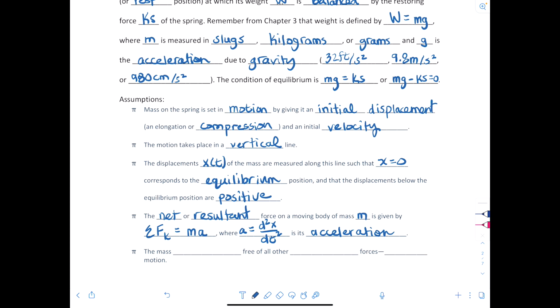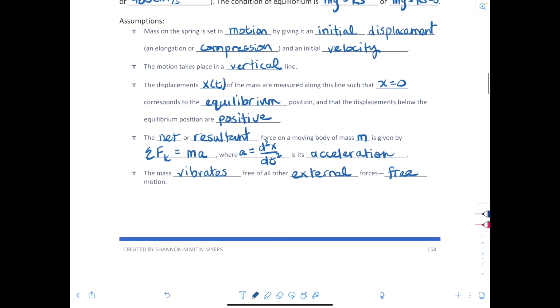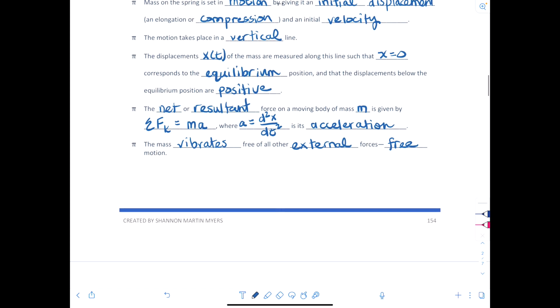The mass vibrates free of all other external forces. And so we have free motion. Cool? Okay, so here's our little equation that we'll be working with.